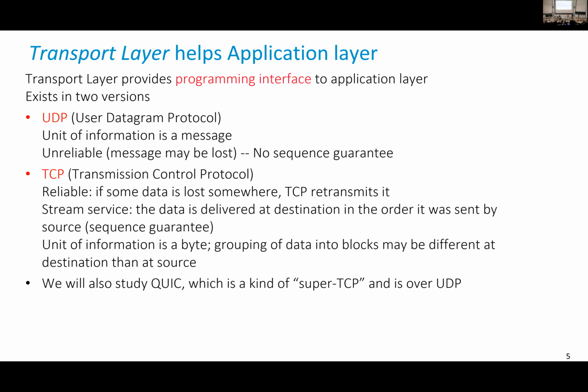UDP considers messages. For example, UDP is used by DNS. We'll talk about DNS in a few more seconds. DNS is a set of servers that are able to translate names into addresses. So I send a query, what is the IP address of www.epfl.ch? I send one message to a DNS server. So UDP is used for that type of thing when you have a single message to send.